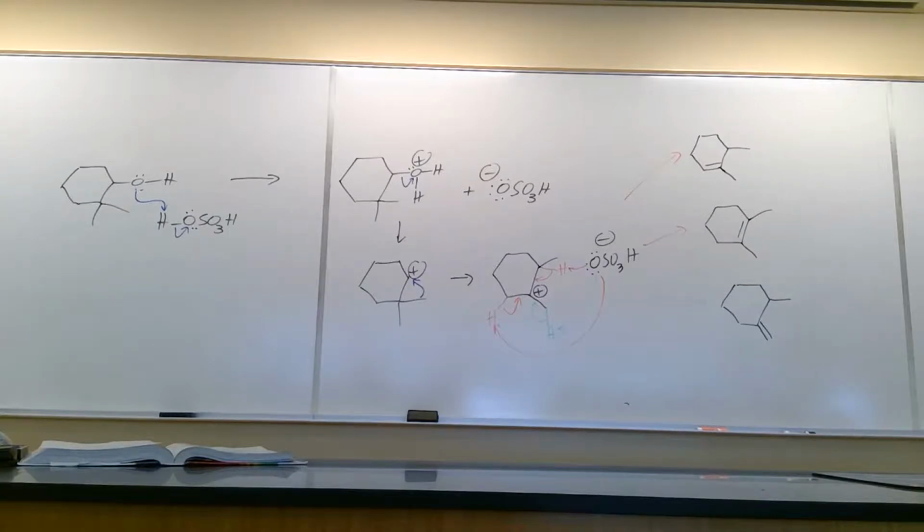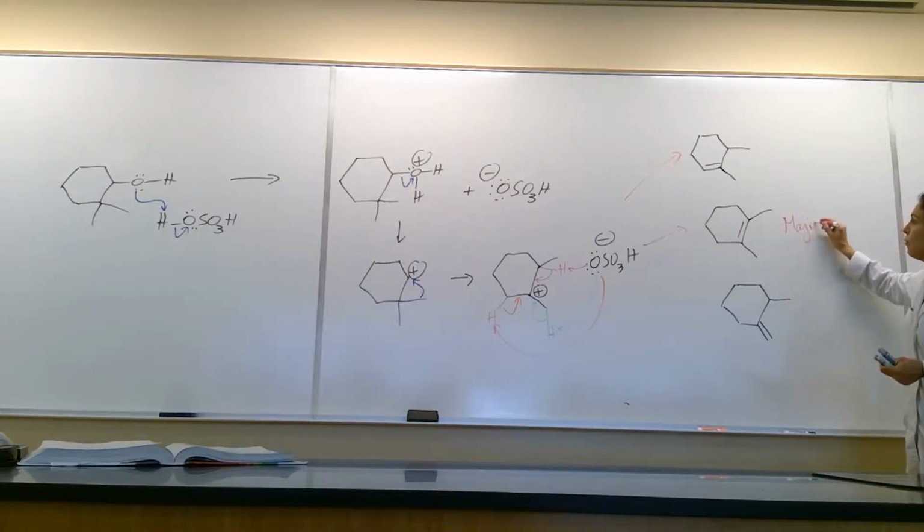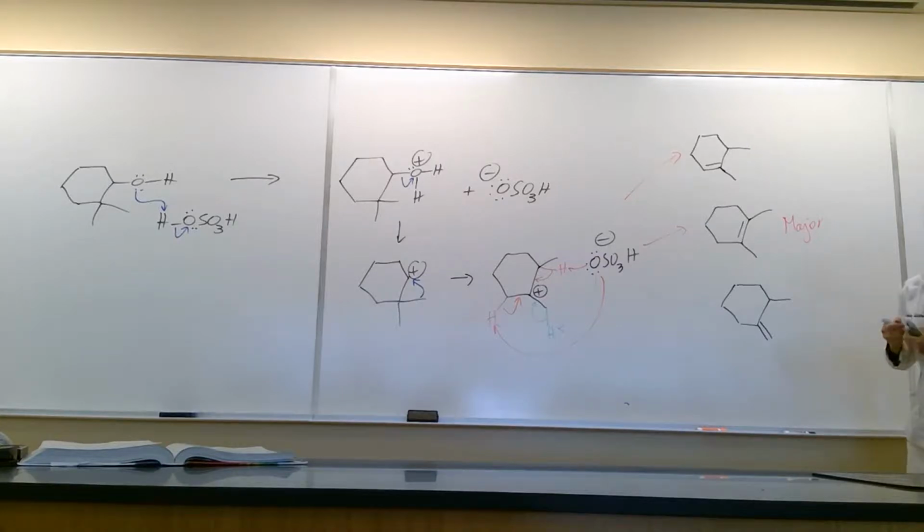So my next question is, we're going to produce 3 products. Which one is the major one and why? The middle one is the most stable. Absolutely. So this would be the major product. Why? Because it has 4 substituents on the double bond. Which one would be the minor one? The green one.